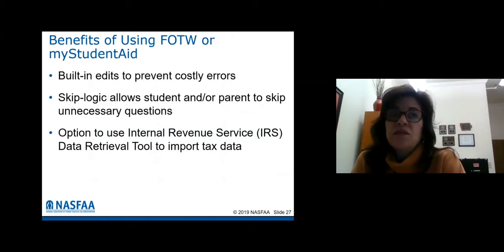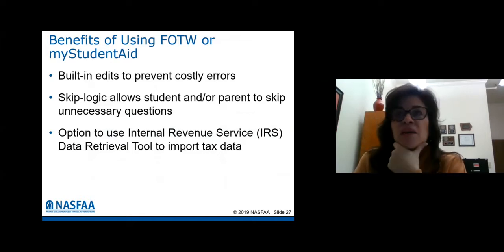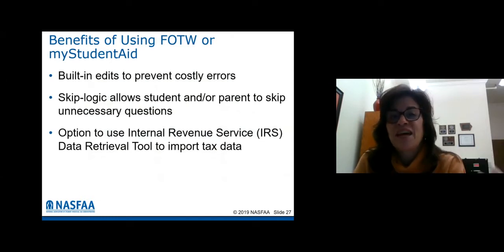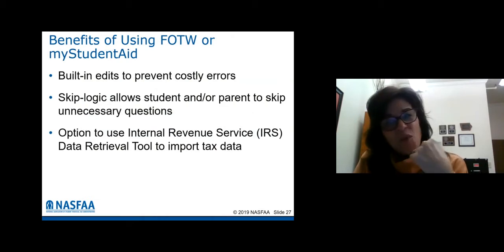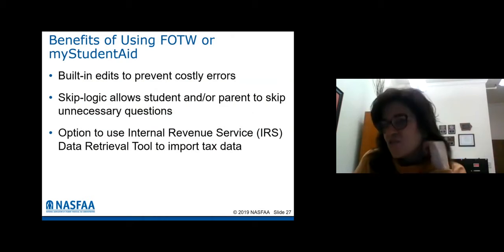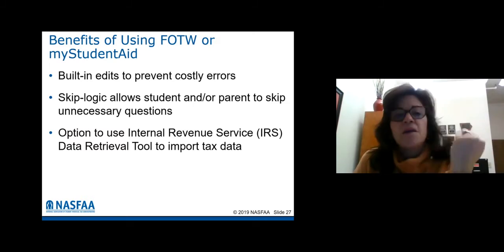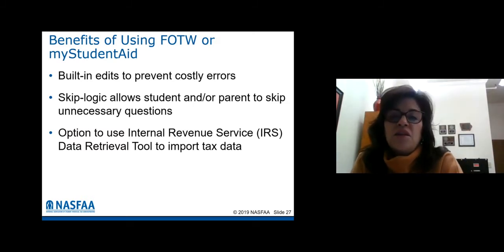So one of the errors that we see with FAFSA is a lot of times families will say, okay, my adjusted gross income is $180,000, and then they'll put the same number in taxes paid. And FAFSA on the web would say, hey, wait a minute, your income's this and your taxes are this. I don't think you meant to say that, okay? There's great skip logic in there.